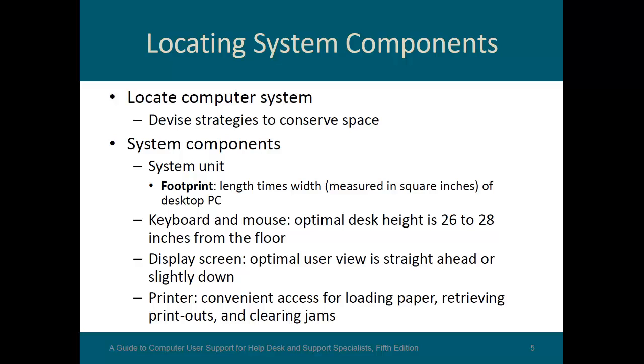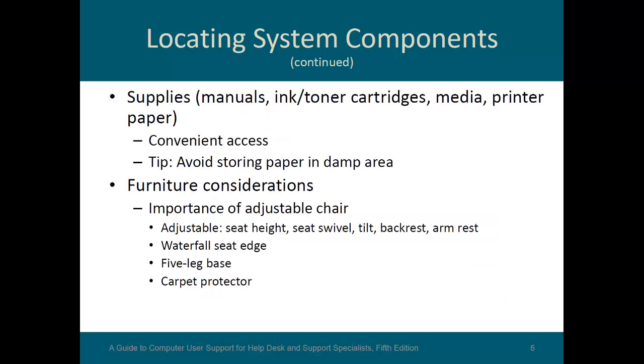System components: system unit, the footprint, of course, the size of the desk that is being taken up by the computer system. Keyboard and mouse, optimal desk height is 26 to 28 inches from the floor. Display screen, optimal user view is straight ahead or slightly down. Printer, convenient access for loading paper, retrieving printouts, and clearing jams, unless you use a network printer that's in another location in the office. Supplies, you want convenient access. A tip would be to avoid storing paper in a damp area or it will stick together.